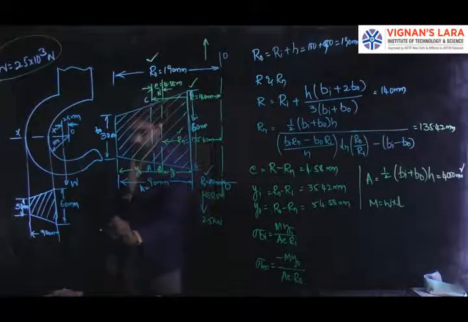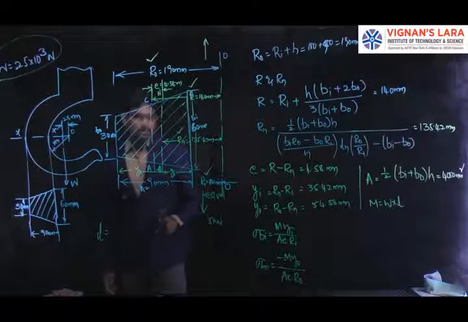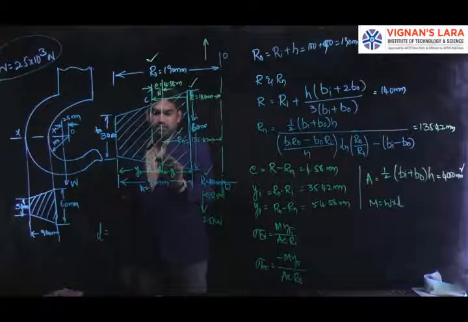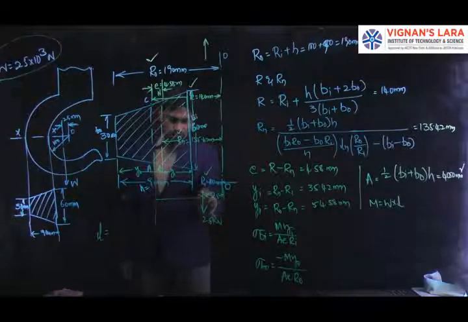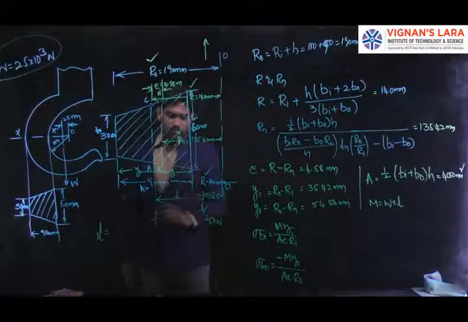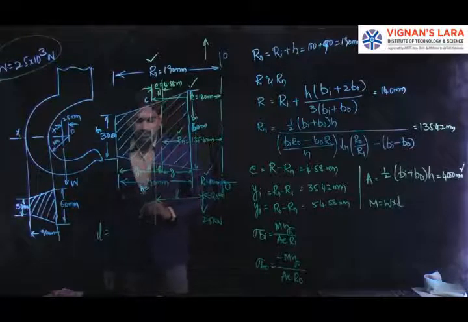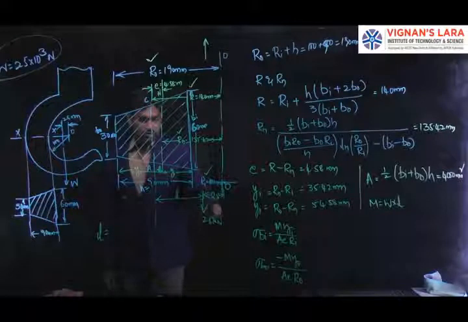So the length, the perpendicular distance, is given by the length from the centroidal axis to the load acting. So this gives the perpendicular distance from the load acting to the centroidal axis. So here the load acting is shorter by 25 mm.